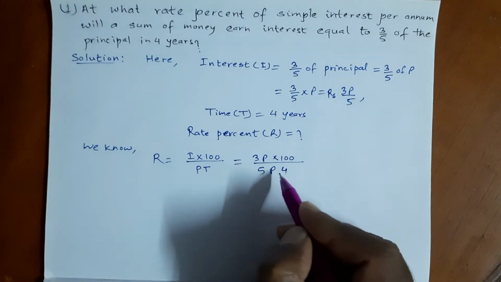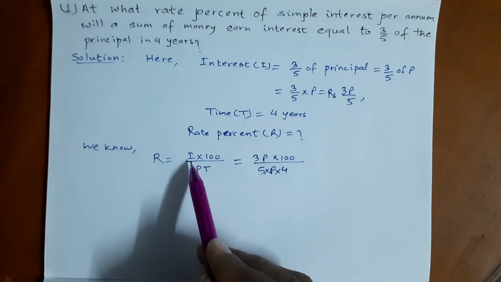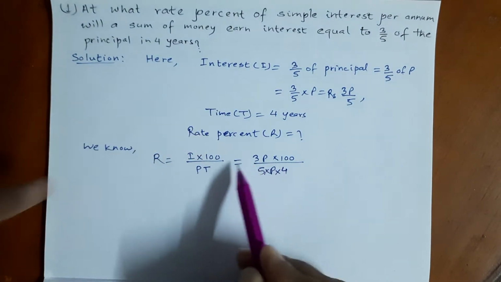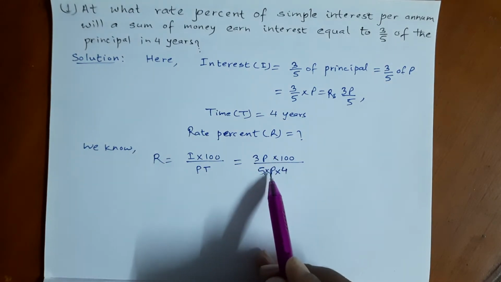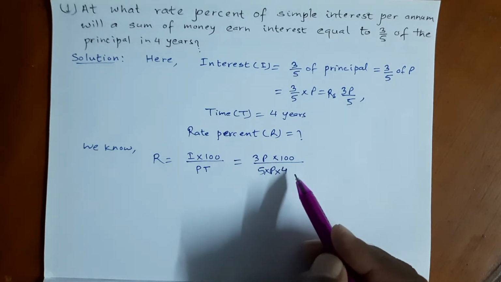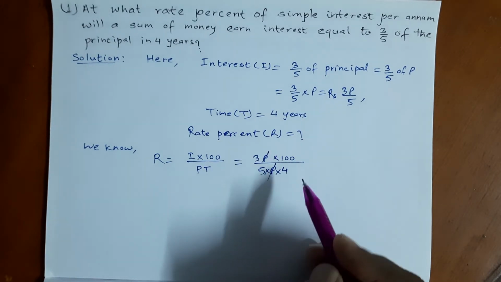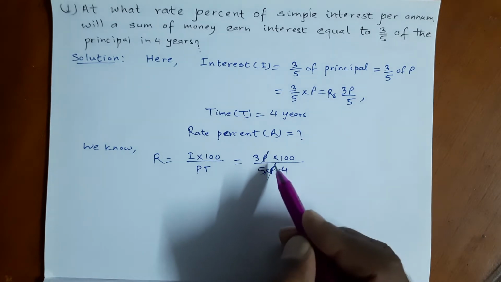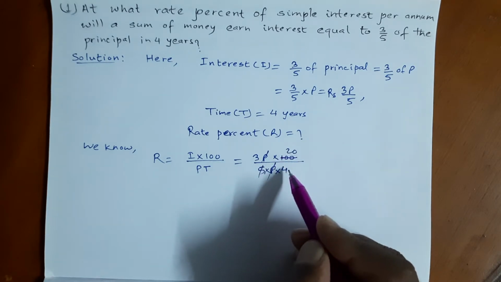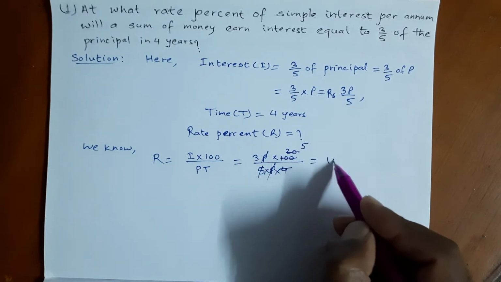Look at it once again. In place of I we have 3p over 5, and this 100 is the same, and this p is also the same, and time t equals 4. Now this p and p can be cancelled, and 5 can cancel into 10, leaving 0 here. 4 fives are 20, so 5 times 3 will be 15%.